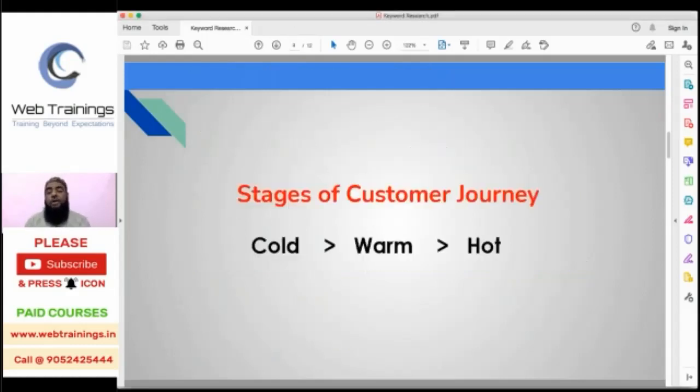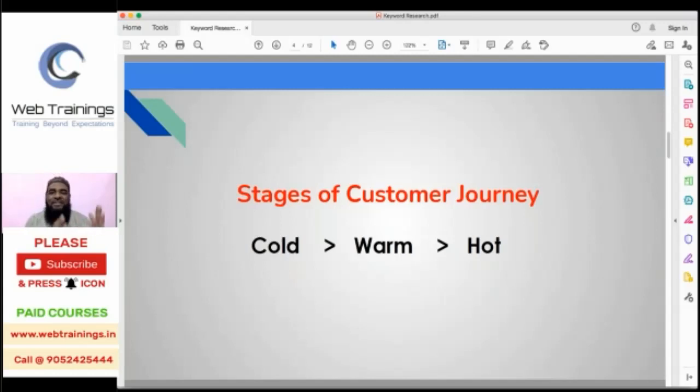Number 2. All right. See, a customer actually moves through stages. As far as any business is concerned, there are stages through which the customer moves from one part to another. The stages of the customer journey, we call them cold, then the customer gets warm, and then the customer gets hot. You say, sir, what is this? Actually, it's a language used in telemarketing. It's a language used in sales.